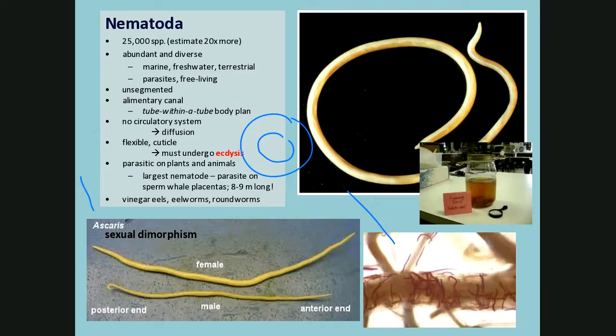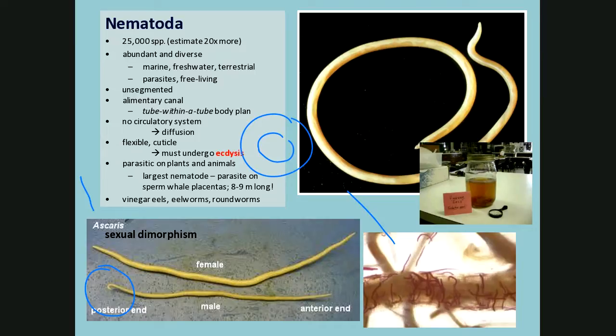There is sexual dimorphism in Ascaris. We have males and females, and they're distinctly different. The females tend to be larger. Not only longer, they also tend to be a little thicker. And the males are much thinner and smaller, and more distinctively, the males always have this little hook at the end. So if you come across a nematode, now you know male or female.